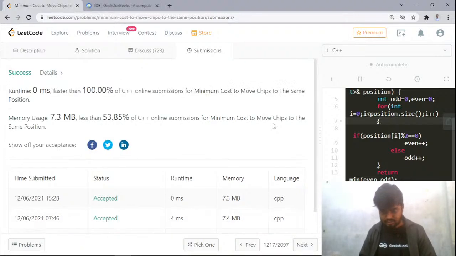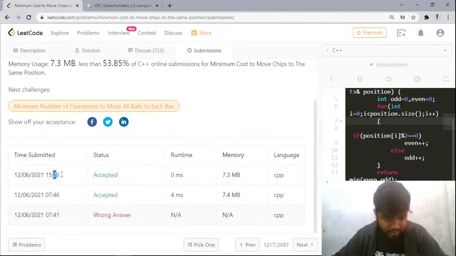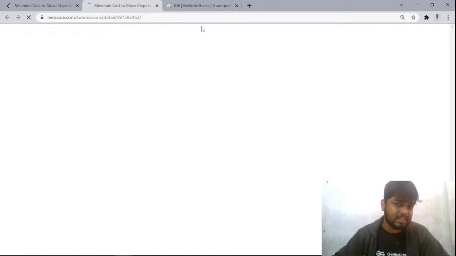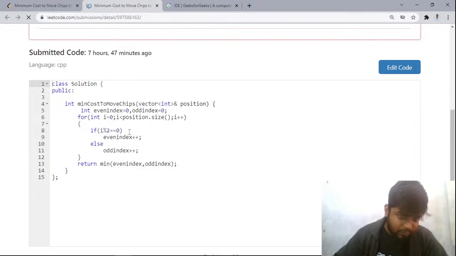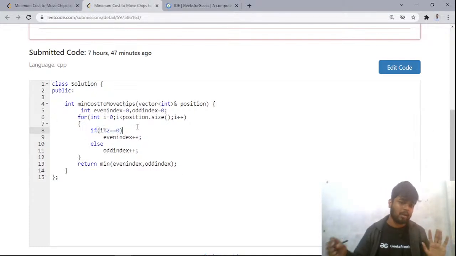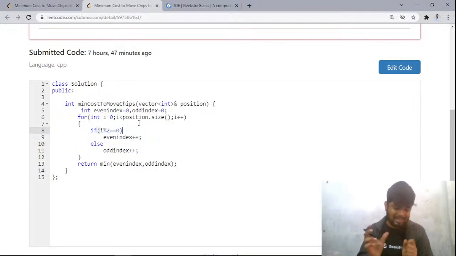Okay, so it is still judging. You can see that this problem got accepted. One mistake that you could have made is the same mistake that I made in the morning. If you do i mod 2, you will be in trouble, because i is for the chip. Chip i is chip 1, chip 2, chip 3.